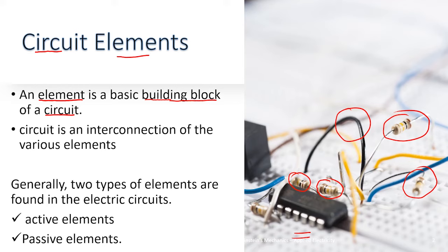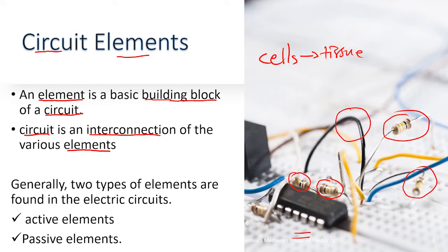Just like cells in the human body, these cells combine to form tissues, and they combine to form organs to get the complete human organism or any other organism. The same thing, elements are the basic building blocks. Now, if they combine, they are going to form a circuit. What then is a circuit? A circuit is an interconnection of the various elements. Very simple. So when these various elements, being a diode, resistors, transistors, and other cells combine, they form a circuit.